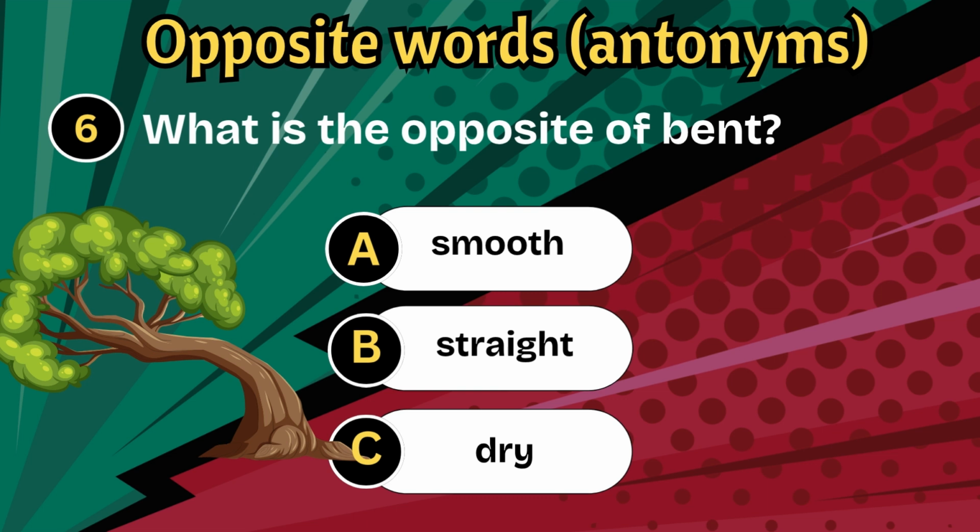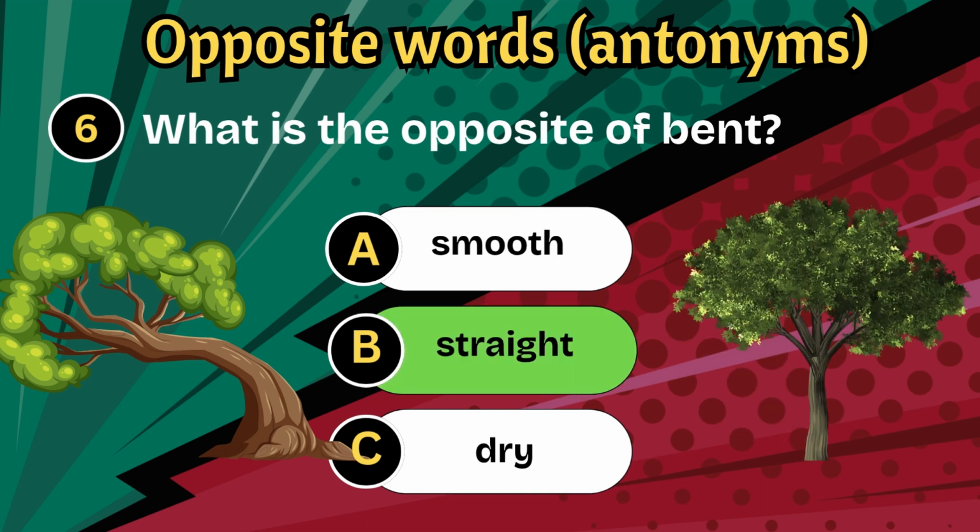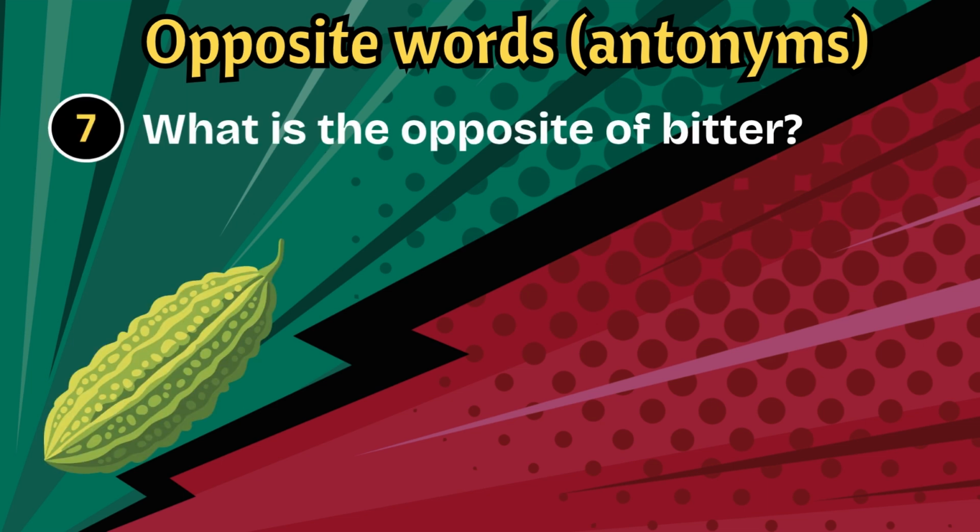Bent means something is curved. The correct answer is straight. Straight means no wavy lines or corners. What is the opposite of bitter?